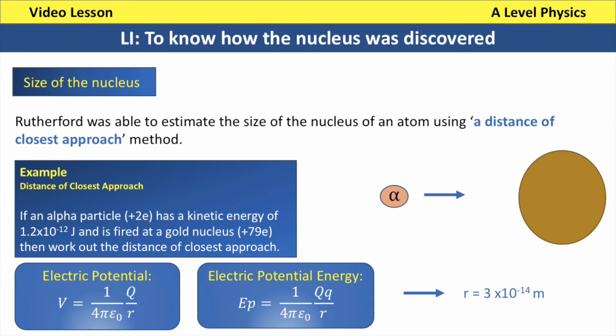If you weren't able to get there yourself, you would just substitute values into this equation. So EP will be equal to the kinetic energy, which is 1.2 times 10 to the minus 12. 4 pi is a constant. ε0 is on the formula sheet as 8.85 times 10 to the minus 12. And then Q and Q, the charge of the alpha particle will be 2 times 1.6 times 10 to the minus 19. The second Q will be 79 times 1.6 times 10 to the minus 19, and obviously you would then rearrange this equation to get a value of r.